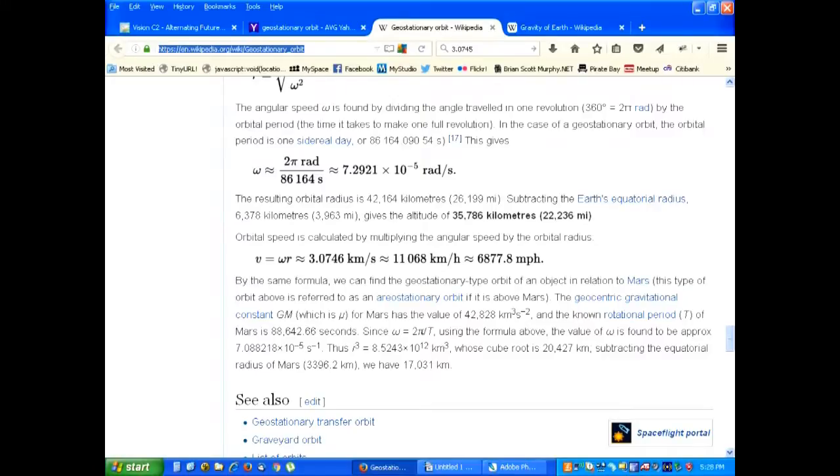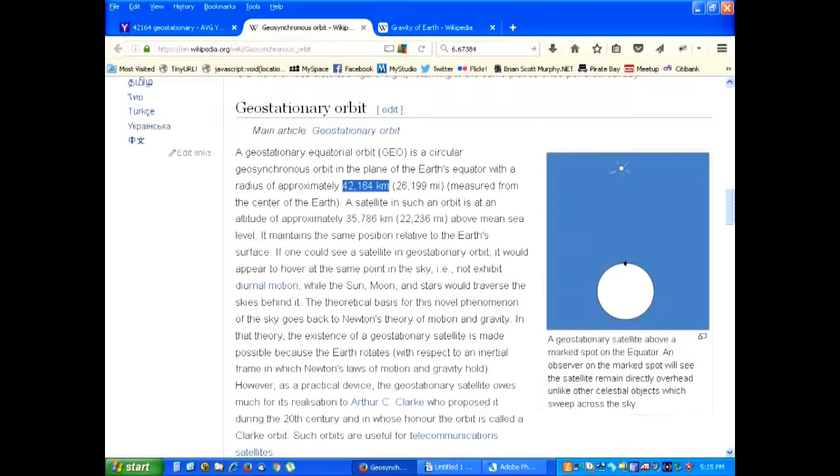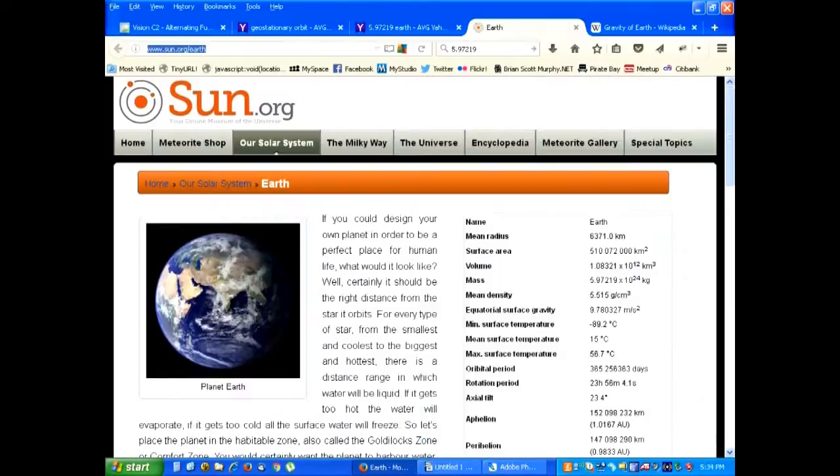The speed for a geostationary satellite is 3.0746 kilometers per second. The distance from the center of the Earth to the geostationary satellite is 42,164 kilometers. The mass of the Earth is 5.97219 times 10 to the 24th kilograms, moving the decimal point to the right 24 times. I don't know where this website got this data. I don't even know how it was determined.